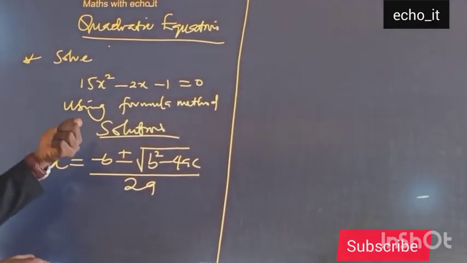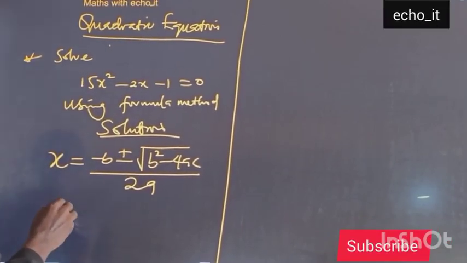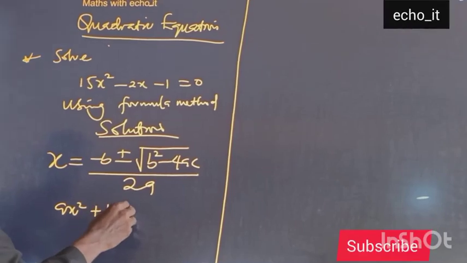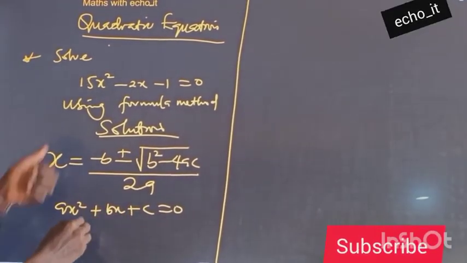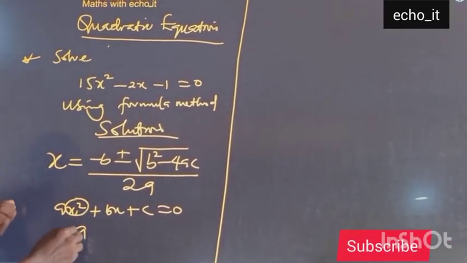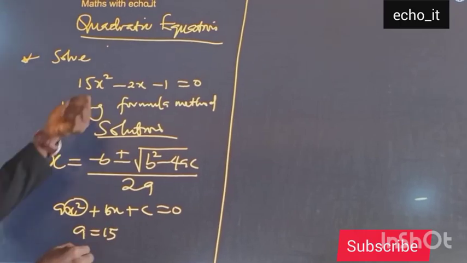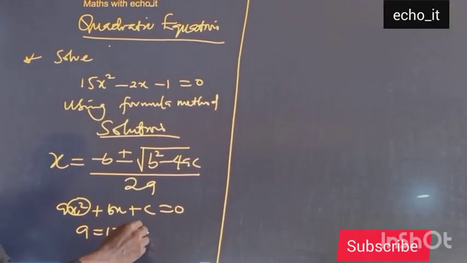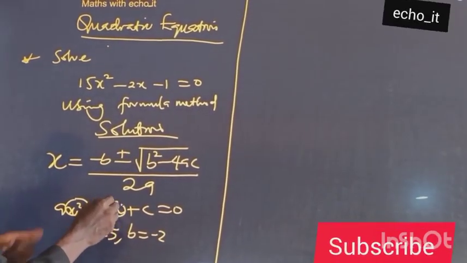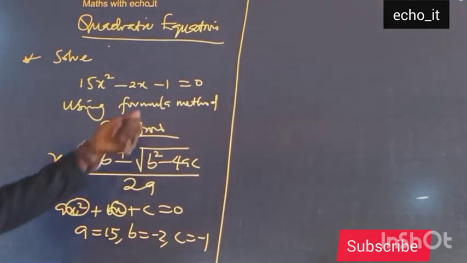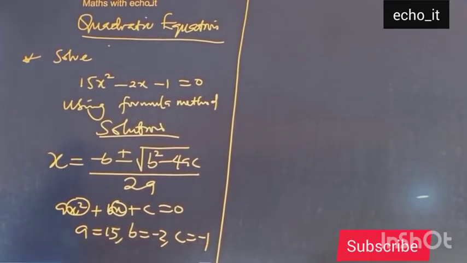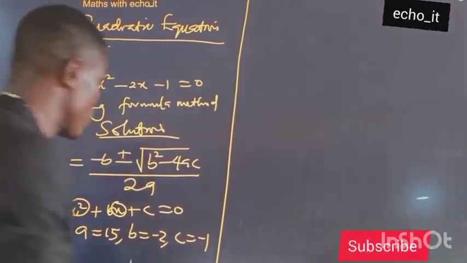This is the formula. Now if you compare this equation with the standard form of a quadratic equation, you see that our a is the coefficient of x squared, which is 15. Then our b is the coefficient of x, and c is the constant. So we have a, b, and c. Plug that into the formula.